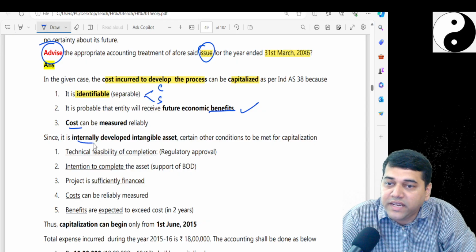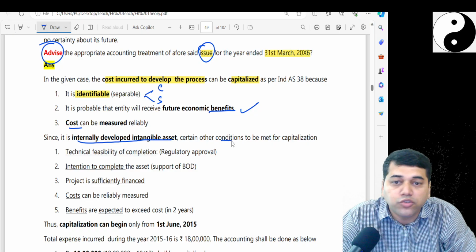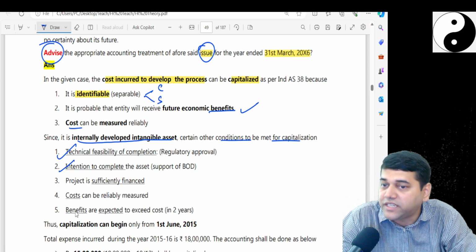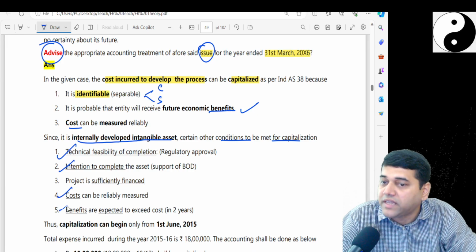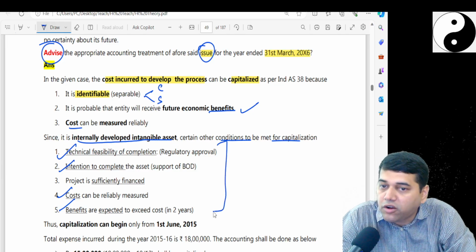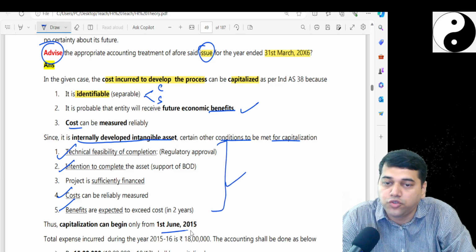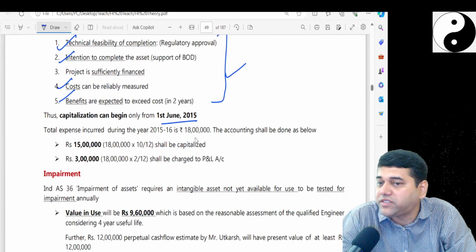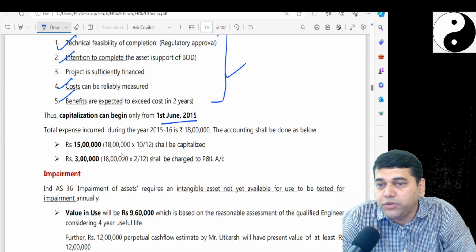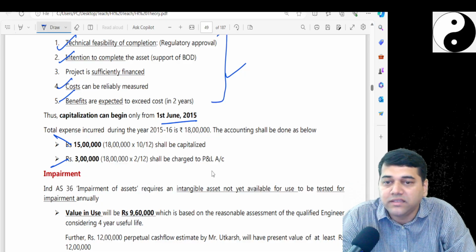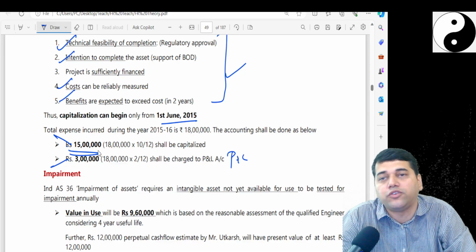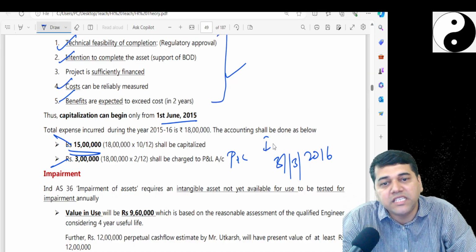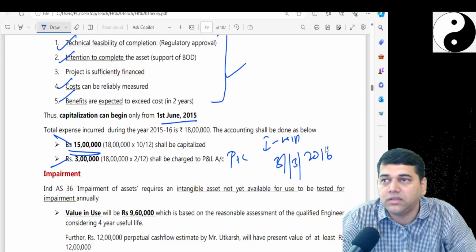And because it is internally generated, we have to check the conditions for capitalization. Is this technically feasible? Do they have the intention to complete? Can you measure the cost? Can you get the benefits? And we see that all these conditions have been fulfilled from 1st June 2015. Now, assuming that this cost is evenly incurred, this is an assumption, we distribute 18 lakh into 15 lakh and 3 lakhs. 3 lakhs we will take to the P&L account, and 15 lakhs we are going to capitalize. So as at 31st March 2016, my intangible asset work in progress is 15 lakhs. Are you clear?